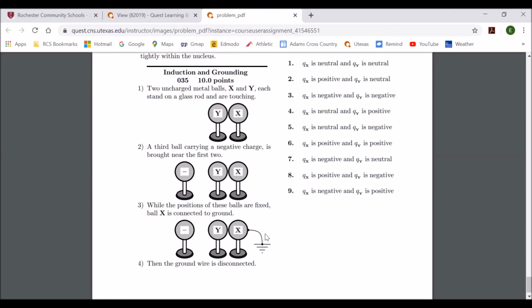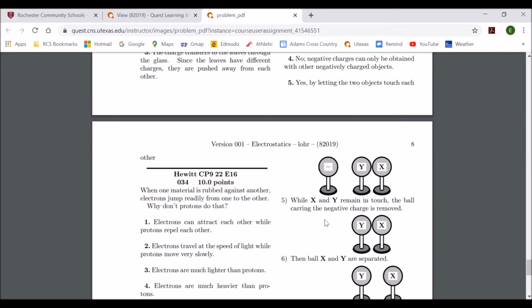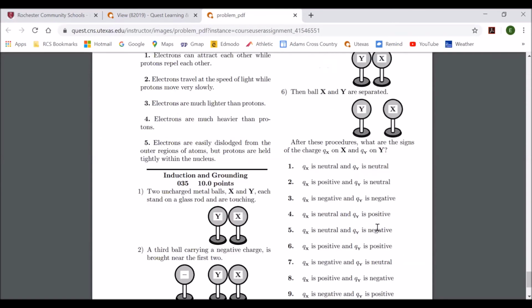And we never gave them a way to get the negatives back. The fact that we left them touching while removing our negative source out here simply means that whatever charge it has is going to be shared evenly. And we said it's going to be a positive charge, so they'll both be positive.